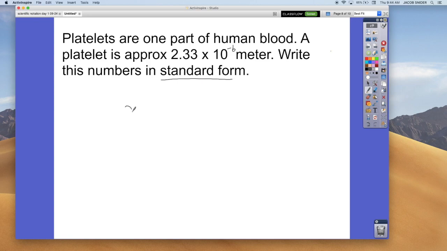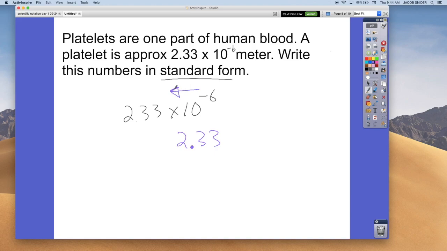So I'm in scientific notation. I want to go to standard form now. All right, so let's start with the number they give me. Once again, a really small number, negative. Got to go to the left today.